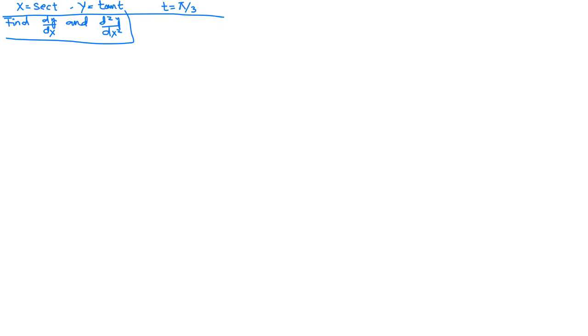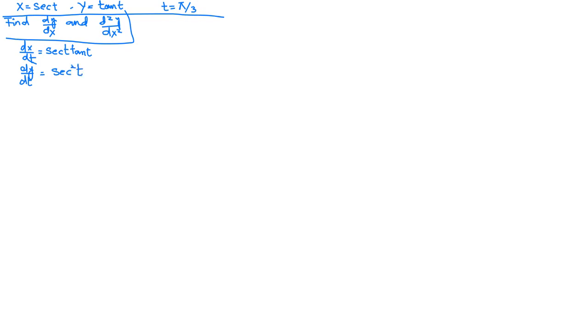For dy by dx, we need dx over dt. What is the derivative of secant t? Anybody? The derivative of secant t is secant t into tangent t. And what is the derivative of tangent? The derivative of tangent is secant square of t.